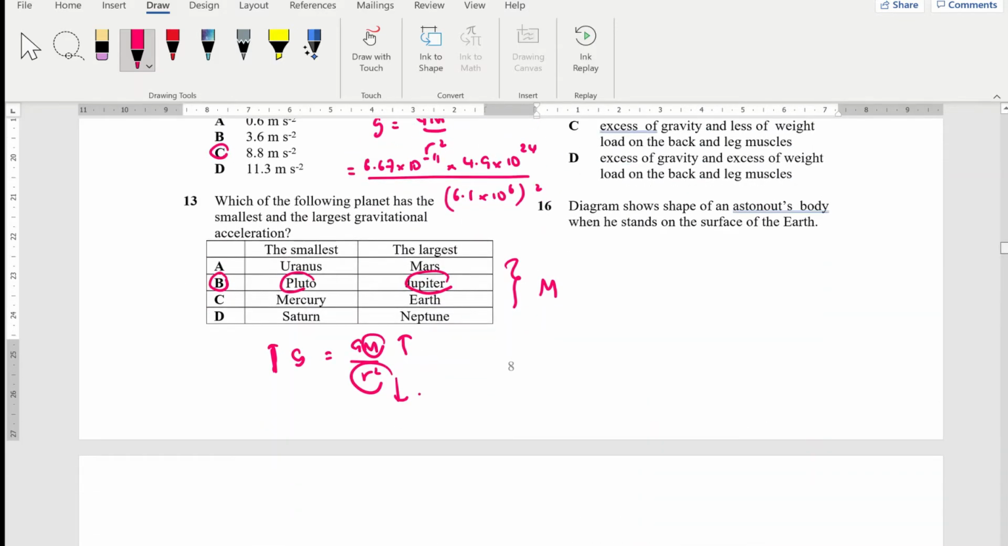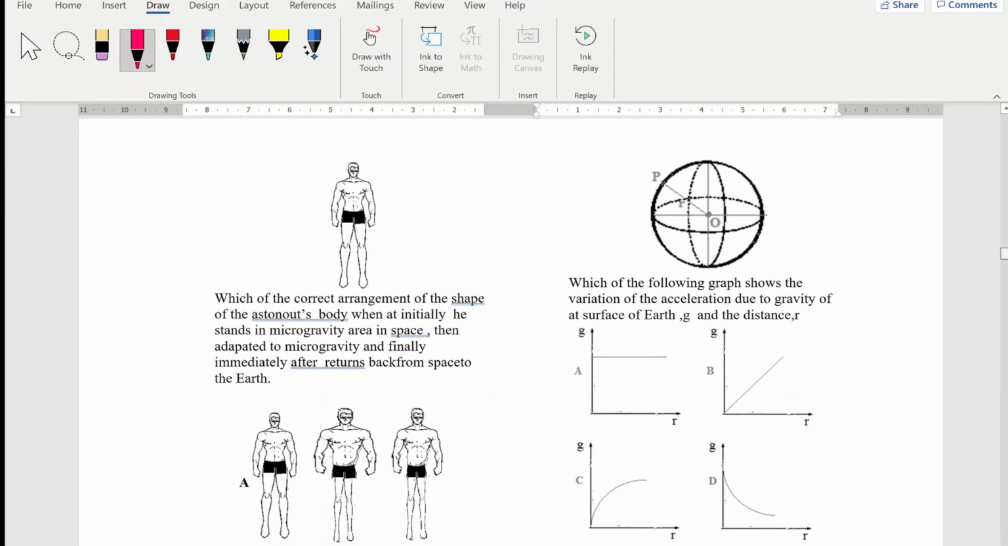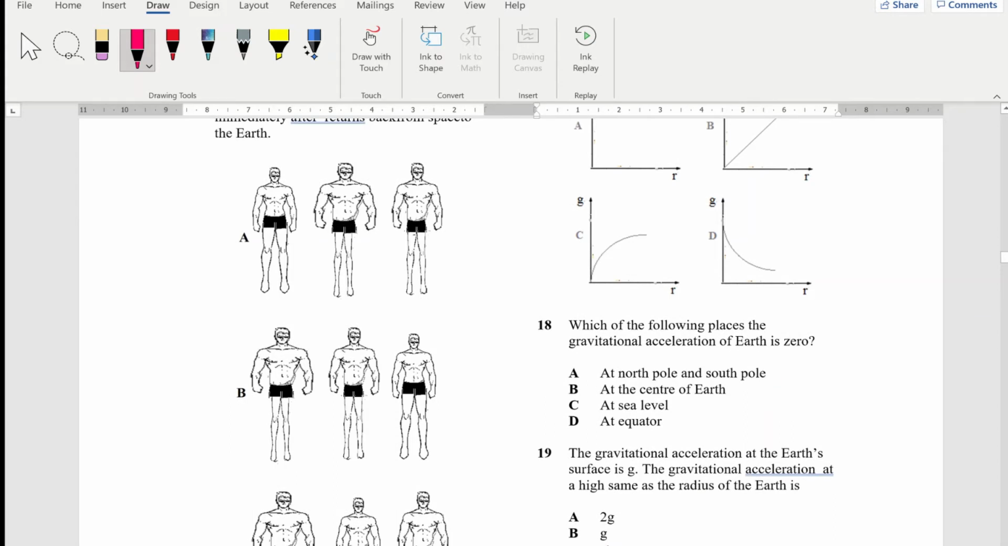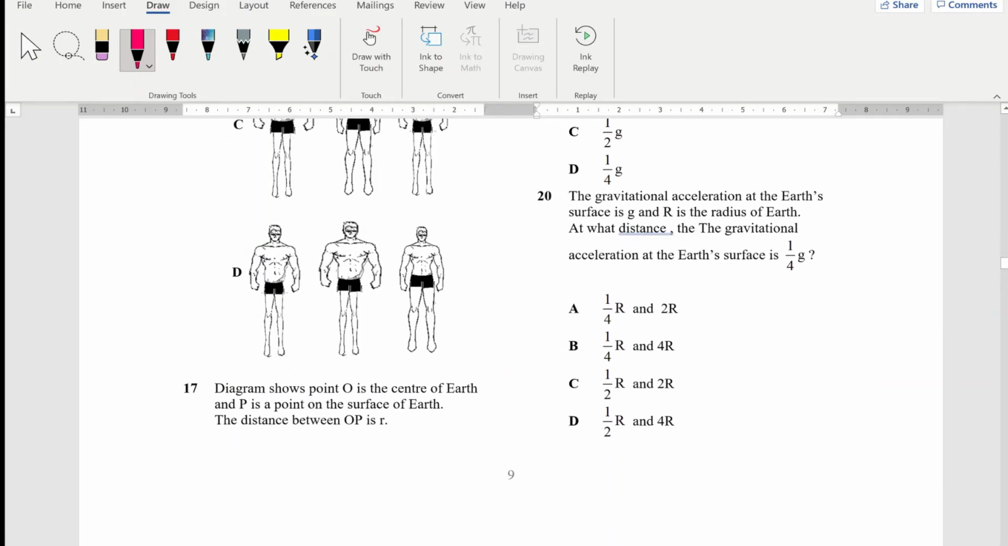Okay, 16. The diagram shows the shape of an astronaut's body standing on the surface, coming from microgravity, then adapted to microgravity, and finally immediately after returning from space to Earth. Microgravity means there is little gravity, going from a place with little gravity to a place with a lot of gravity. This one relates more to the blood circulatory system. At first the upper body will become slightly bigger, before it becomes normal. So the answer is D. Read about the effects on the blood circulatory system.